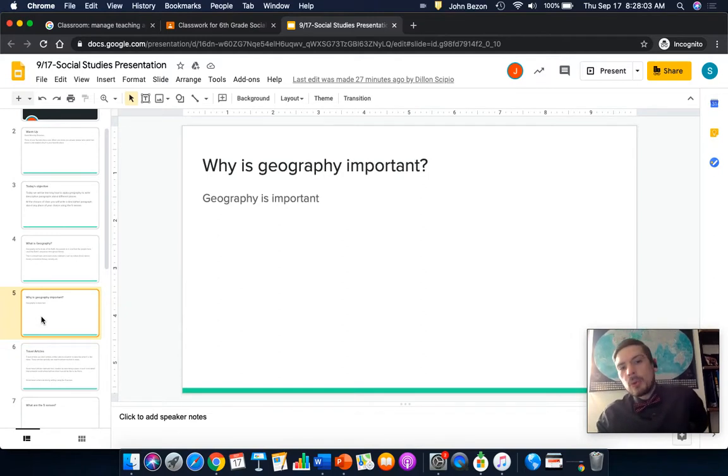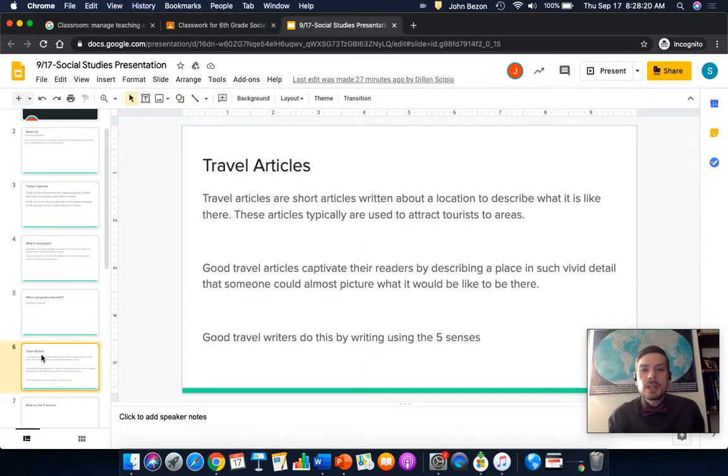So geography is important because it's used to make maps. It's used to learn how people have used resources over time. It's used to learn how people interact. And it's still important today because all these interactions are still happening. And especially today, it's important because of travel articles. If you don't know what a travel article is, it's a short article written about a location to describe what it is like there. These articles are typically used to attract tourists to areas.